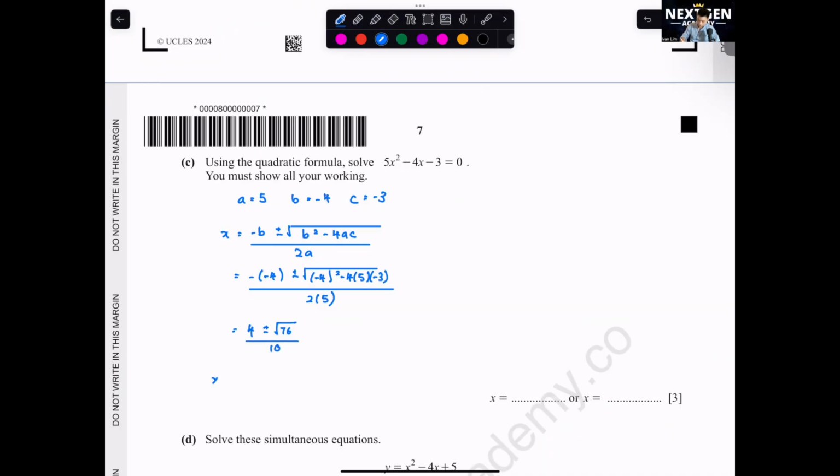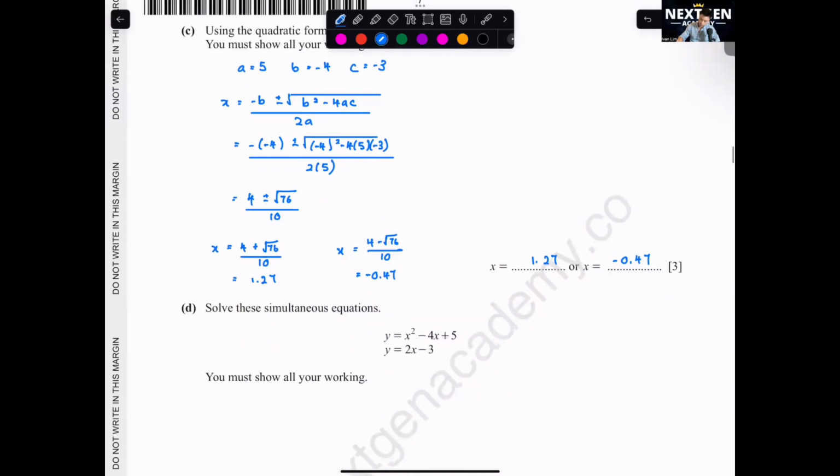And you split it up. 4 plus square root 76 over 10 is 1.27. 4 minus square root 76 over 10 is negative 0.47. So 1.27, negative 0.47.